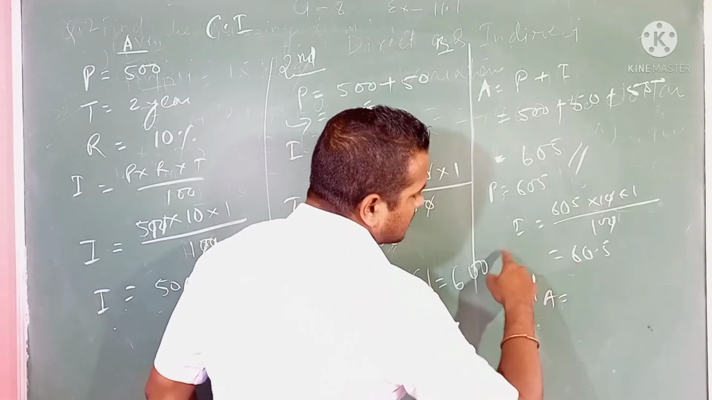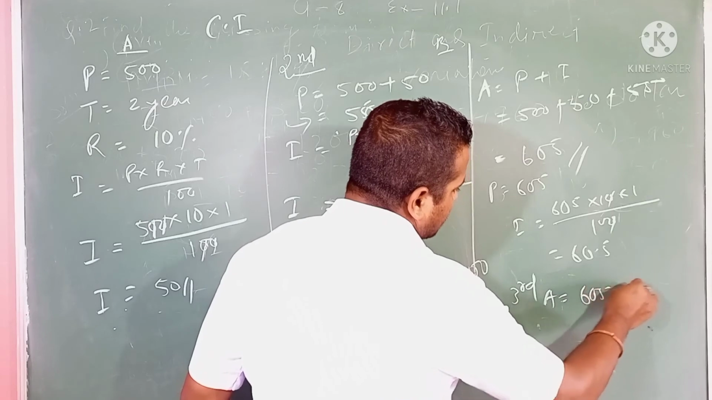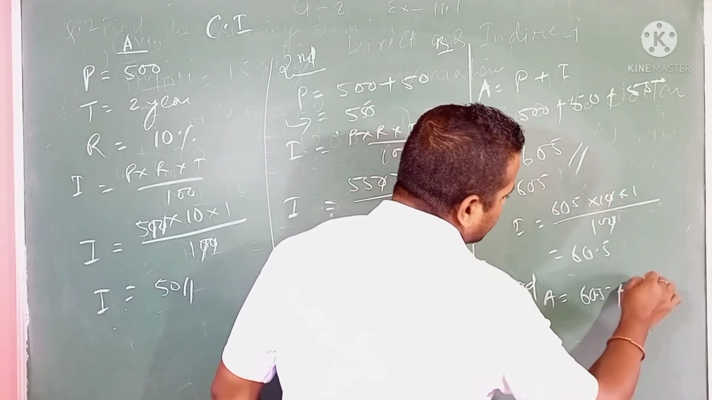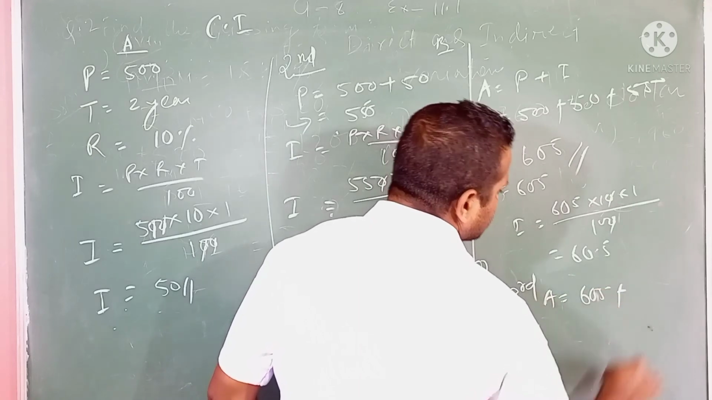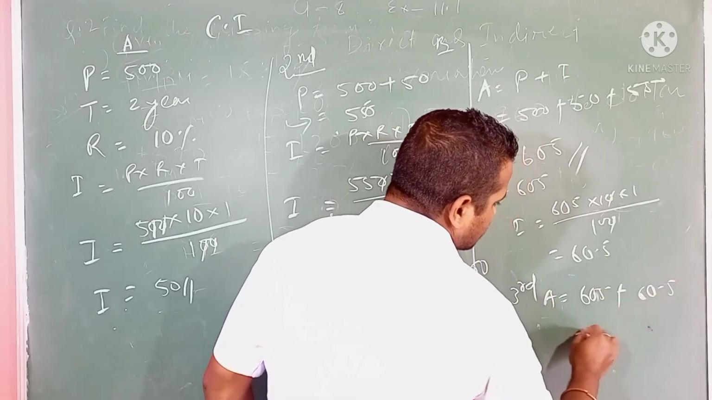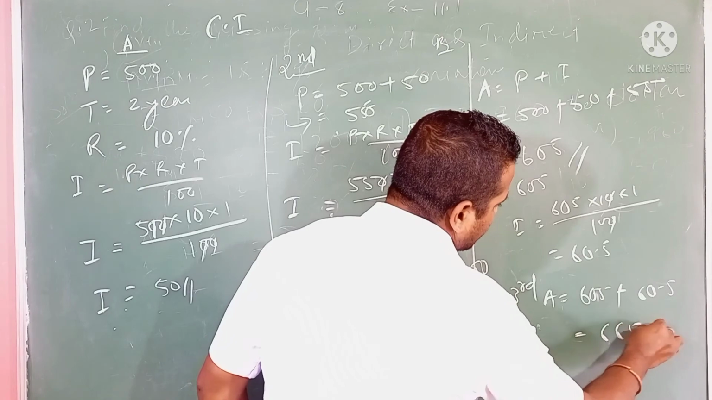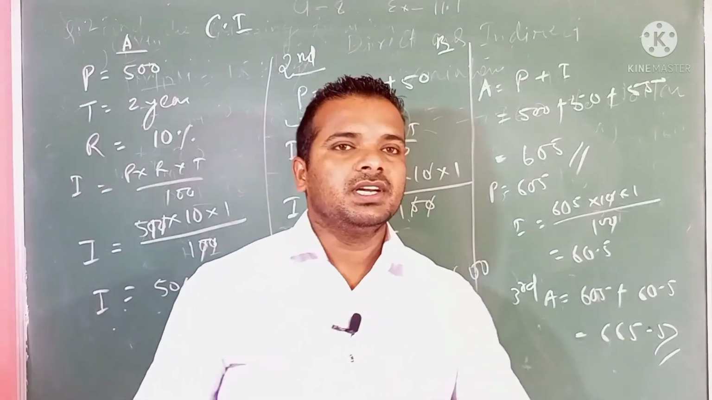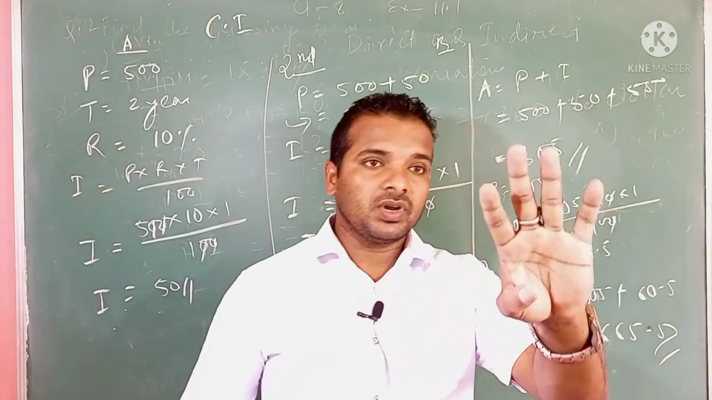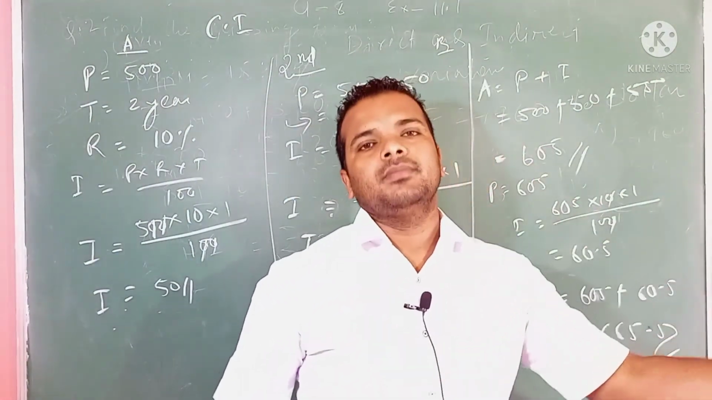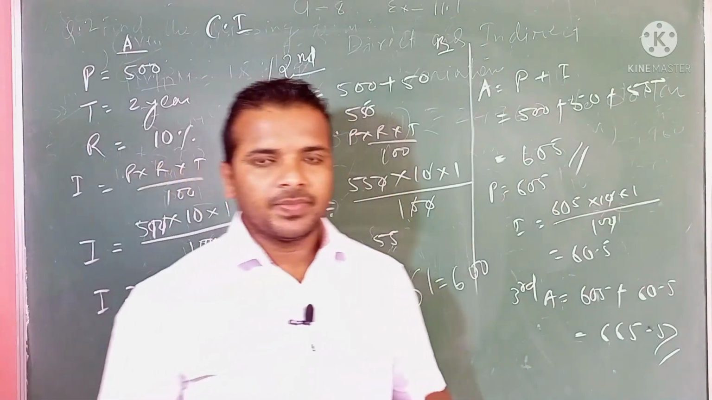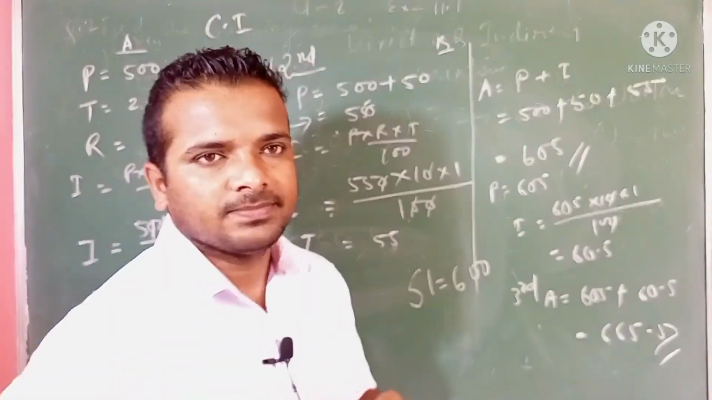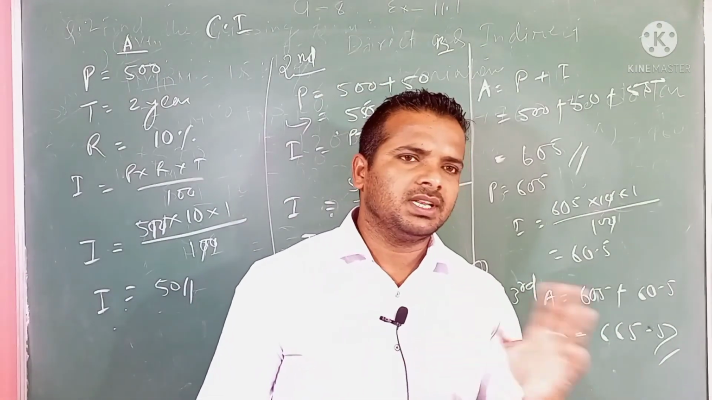Amount will be 605 plus 60.5, that is 665.5. This is the third year amount. But if it is for 4 years, then this amount will again become principal. Okay, I hope it is clear what I am trying to make you understand. There is a difference between CI and SI.